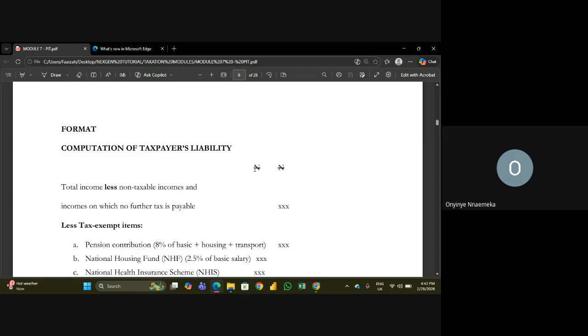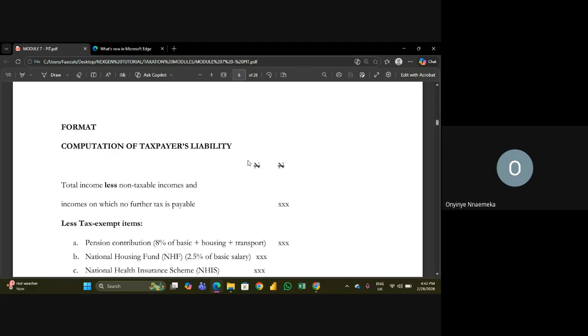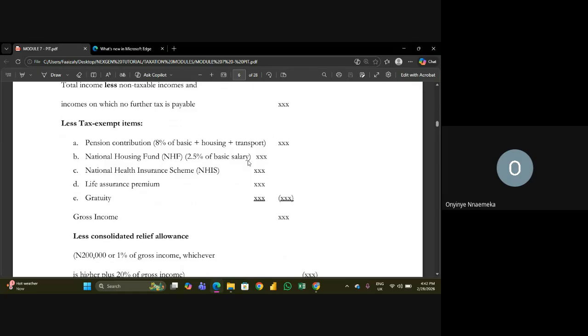Okay. So we have the total income from all sources, less non-taxable income, and income on which no further tax is payable. This is franked investment income, that's dividend. If you remove withholding tax from dividend, that is the only tax that you pay on dividend. That's the final tax. So if the person has dividend as part of their income, you add it, then you less it again. Then you less tax exempt items. Pension. If the person is paying pension, pension is tax exempt.